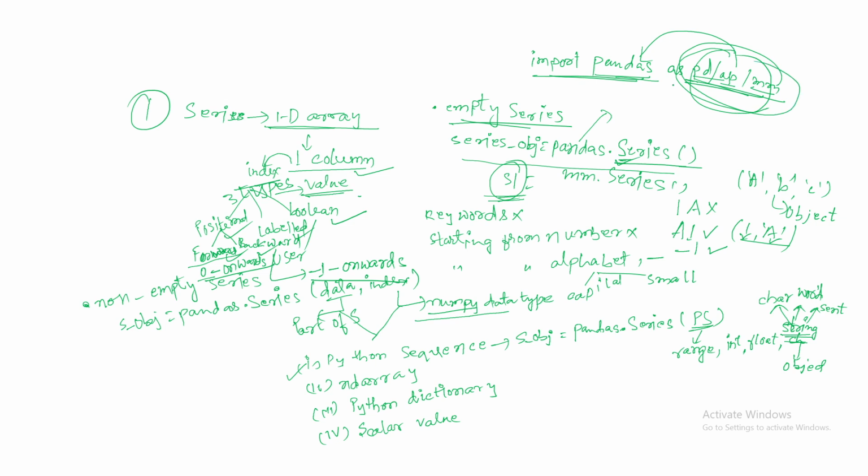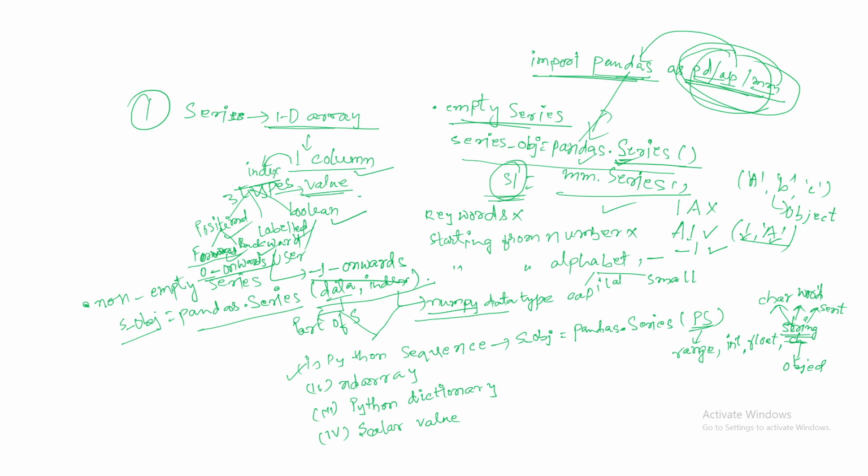If you have mentioned the alias name, then we can call it directly, otherwise use pandas. For example, S1 equal to pd.Series(), so here we will check whether our series is empty or not. Now, a non-empty series, how can we create it? Series object equal to pandas.Series(data, index).